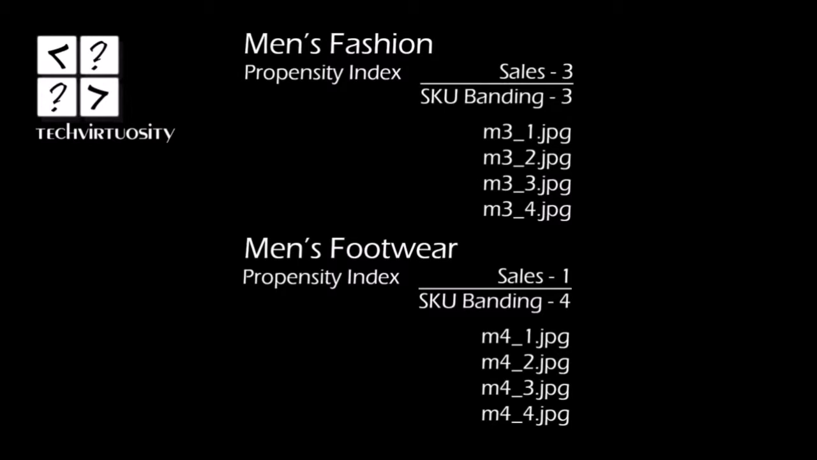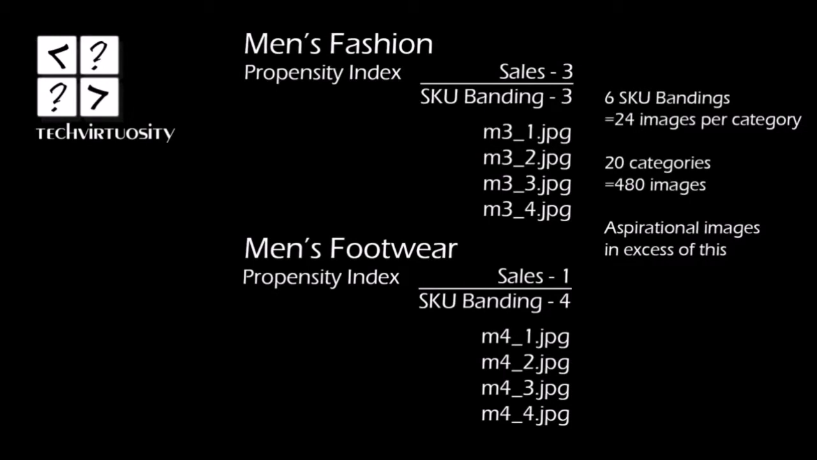Now, similarly, if we look at men's footwear for George Bailey in the last 90 days, we know he had 1 sale in men's footwear. The SKU banding for that sale was 4. So similarly, the relevant images which are going to be picked up dynamically by PHP are m4_1.jpg right through to m4_4.jpg. And again, the important part here is the m4, which relates specifically to SKU banding 4.